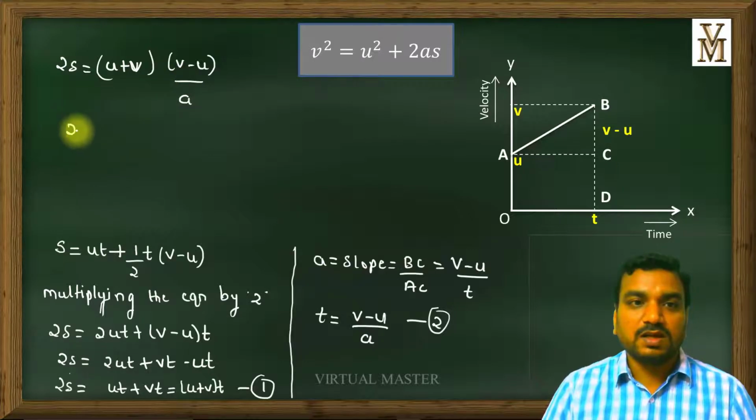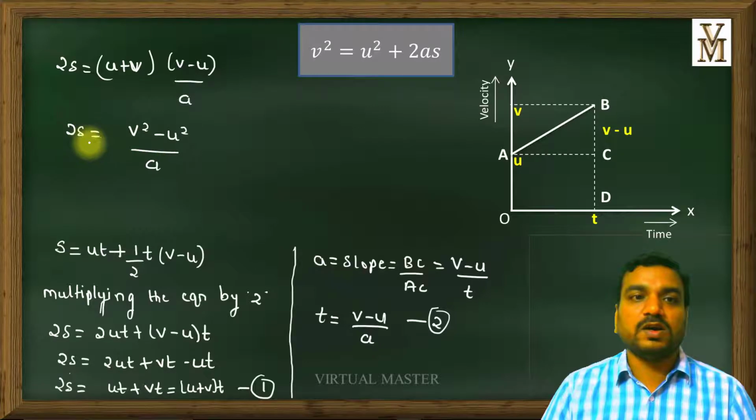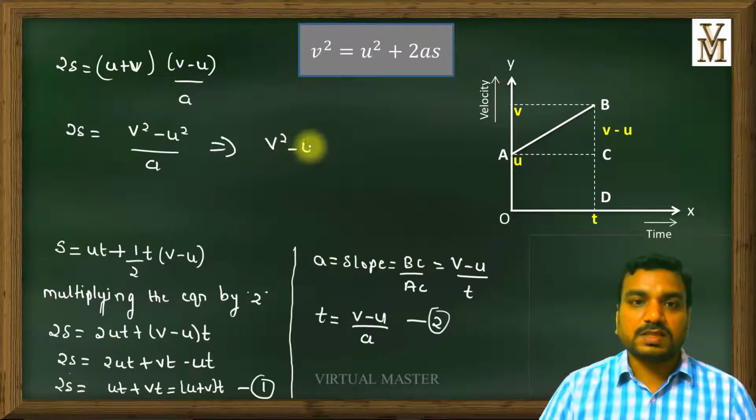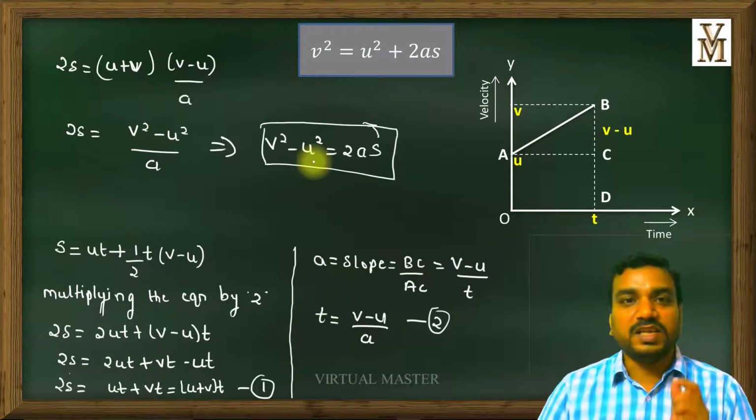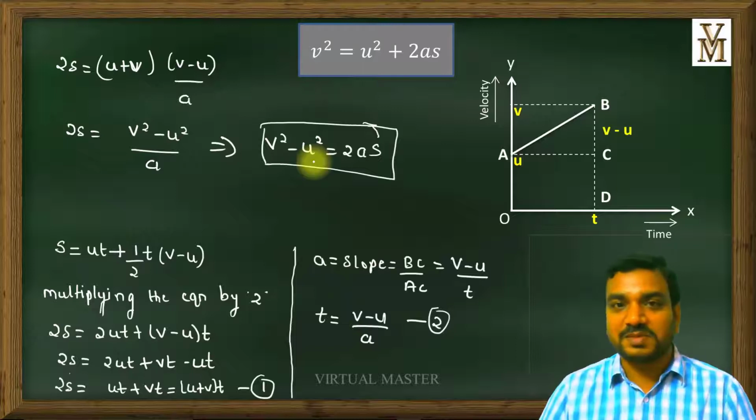If we use that formula, I will get 2s is equal to (v square minus u square) divided by a. If I cross multiply a on the left hand side, what am I going to get? v square minus u square is equal to 2as. So v square minus u square is equal to 2as. I hope everyone has understood how to derive the equation v square is equal to u square plus 2as. If you have any opinions or suggestions, you can write in the comment section.